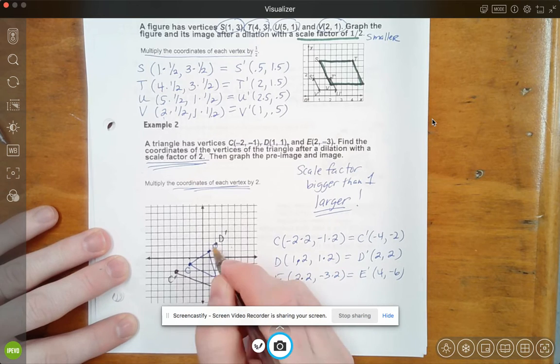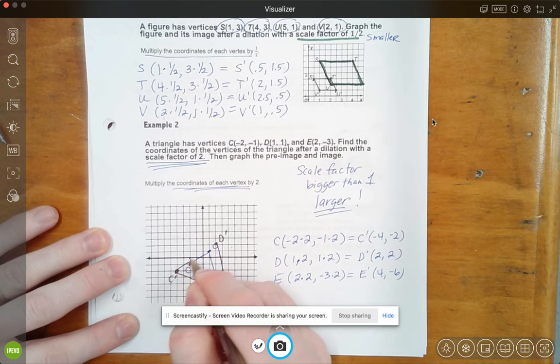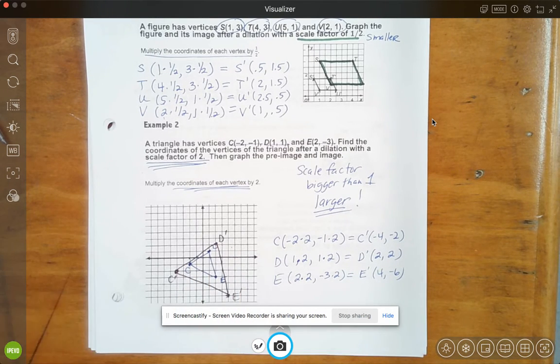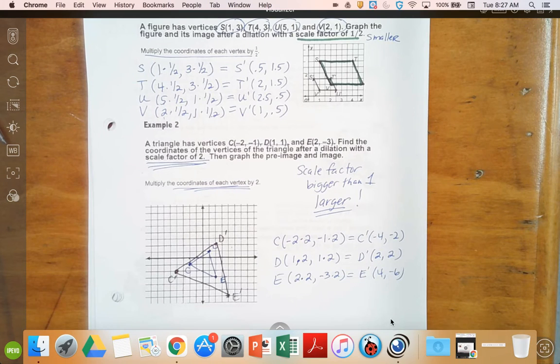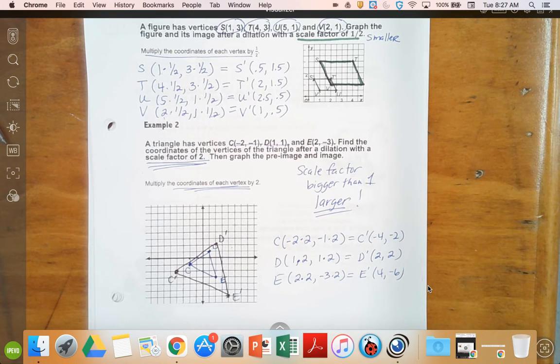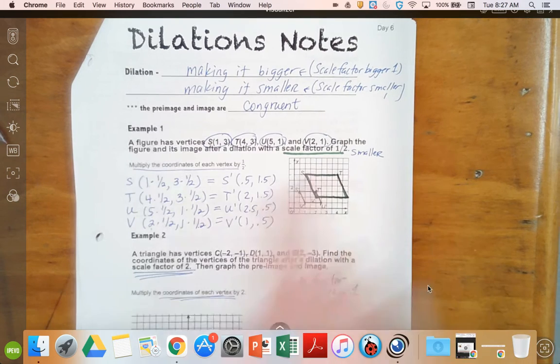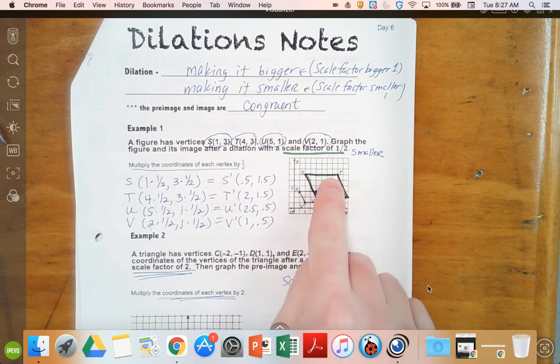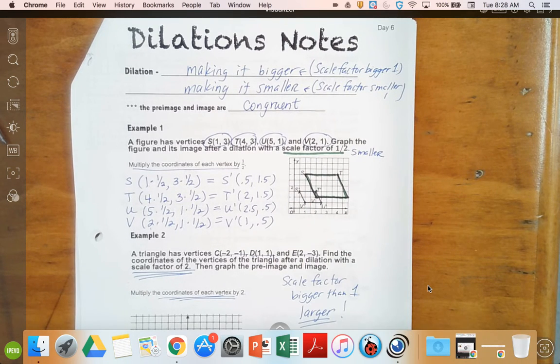And you can see that our picture got bigger by a scale of 2. Pretty cool. I like it. So this is just kind of dilated. So if your scale factor is bigger than 1, you're going to get bigger. If your scale factor is smaller than 1, you get smaller. Okay, so that's something you got to think about as you move forward from here.